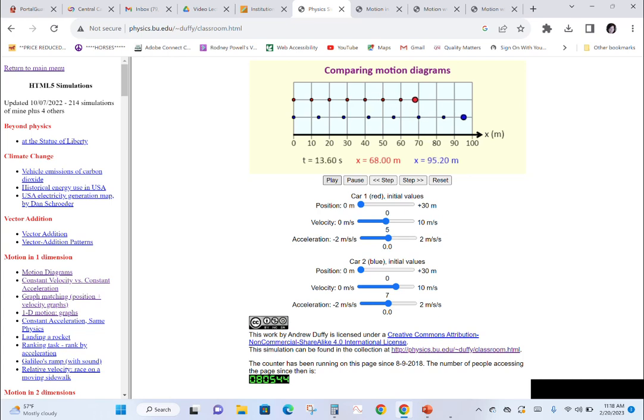So every second, it increases its distance by a certain amount, right? So look at the blue car. The blue car is only traveling at 5 meters per second. And as it does that, it makes a drop.